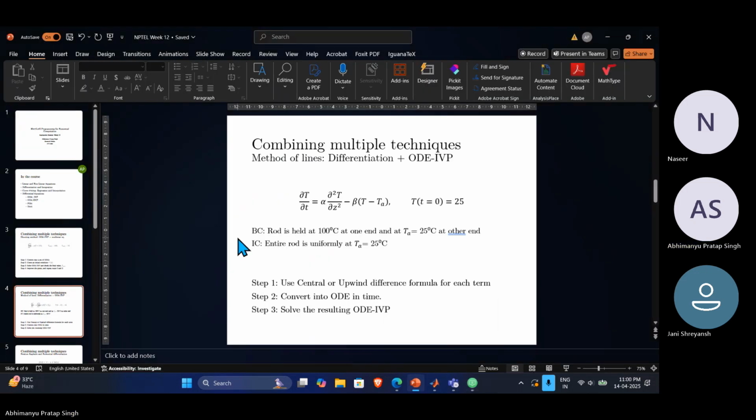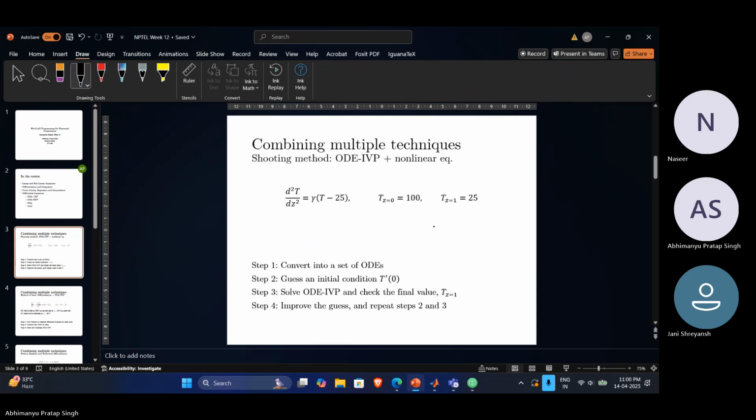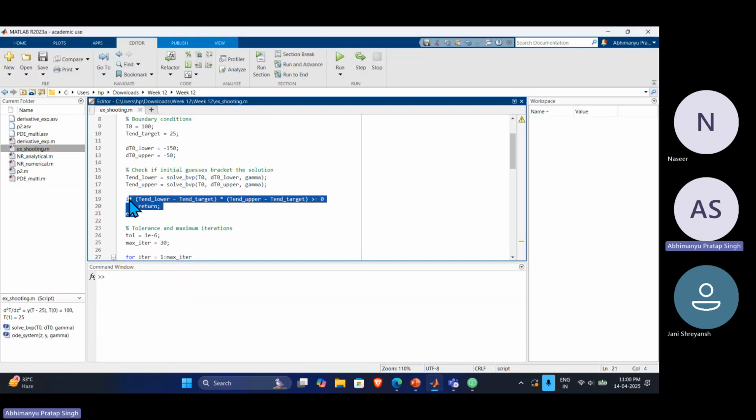So if I choose 2 points like this, then that means that both the points are on the same side. So there is no 0 between these 2 points. So the program will return. It will not give you any output.